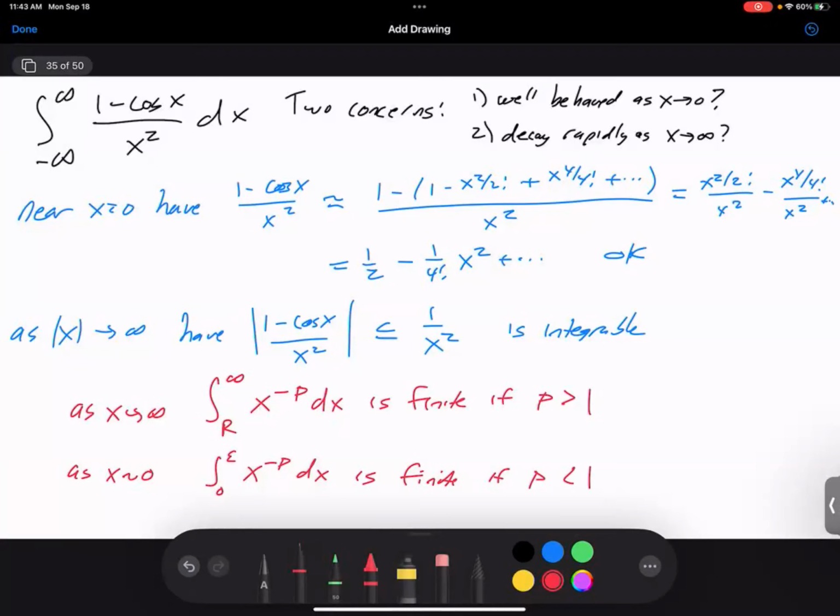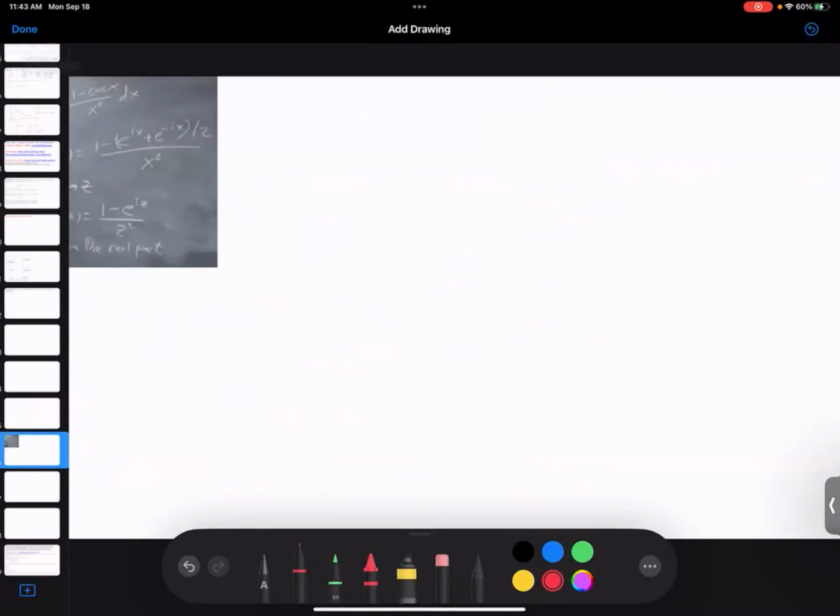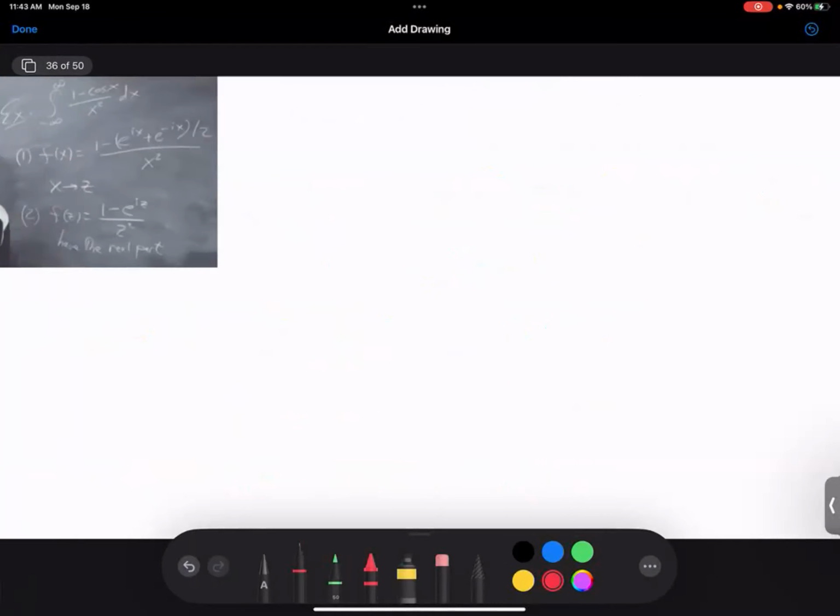And for problems like this, we have different behavior depending on where you are. Are you near infinity? Well, if you're near infinity, you must be decaying. If you're near the origin, you can explode, but you can't explode too rapidly. 1 over x squared is exploding too rapidly near the origin. But fortunately, we don't have that. So we want to integrate (1 minus cosine x) over x squared. The function does blow up at the origin, but it blows up in an okay way.